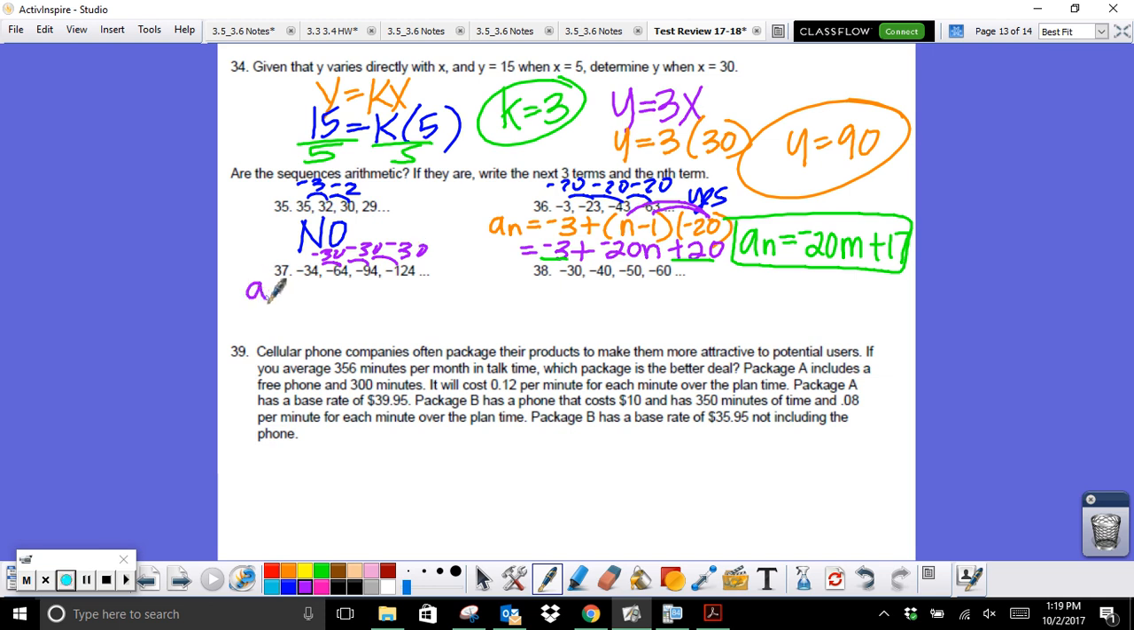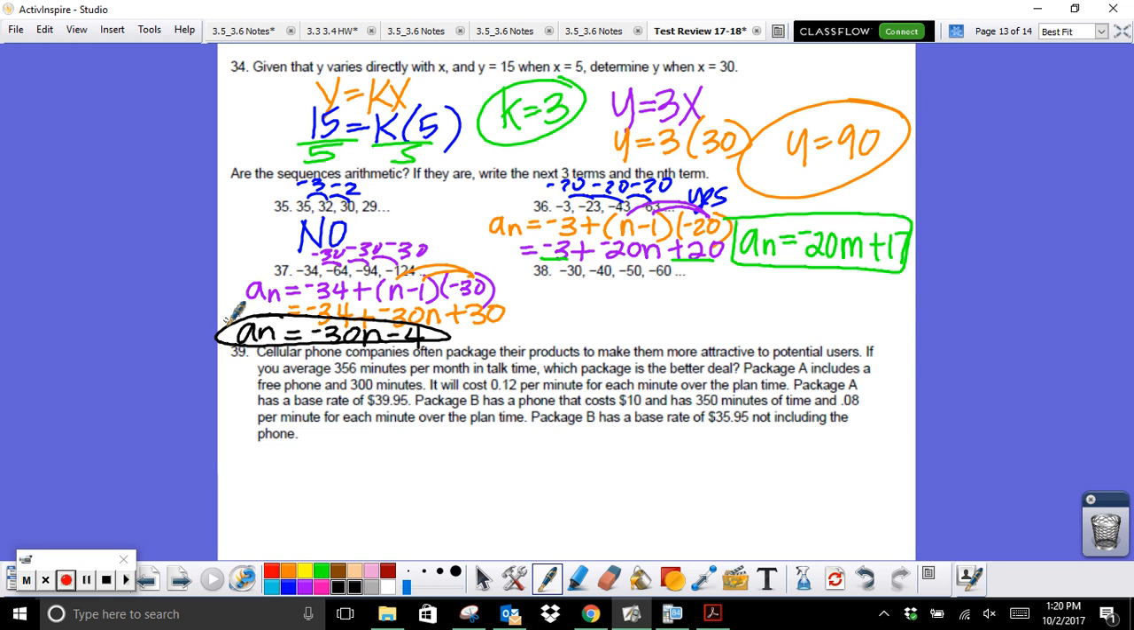So now I'm going to write my equation. So a of n equals, my first term is negative 34 plus n minus 1. And then my difference here is negative 30. I'm going to go ahead and distribute that backwards. So that's going to get me negative 30n plus 30. I'm going to combine my like terms here. So that's going to be negative 30n minus 4. That's my answer there.